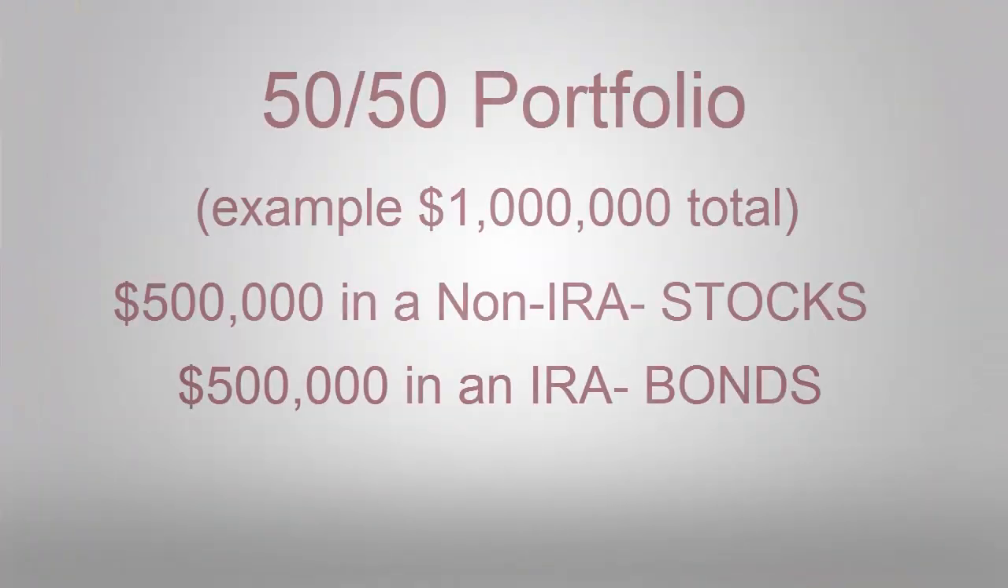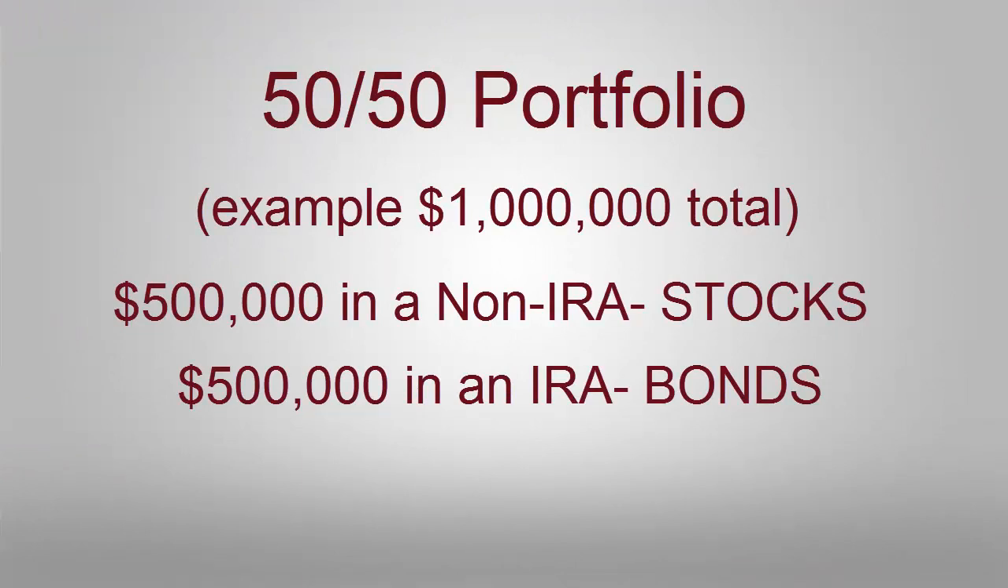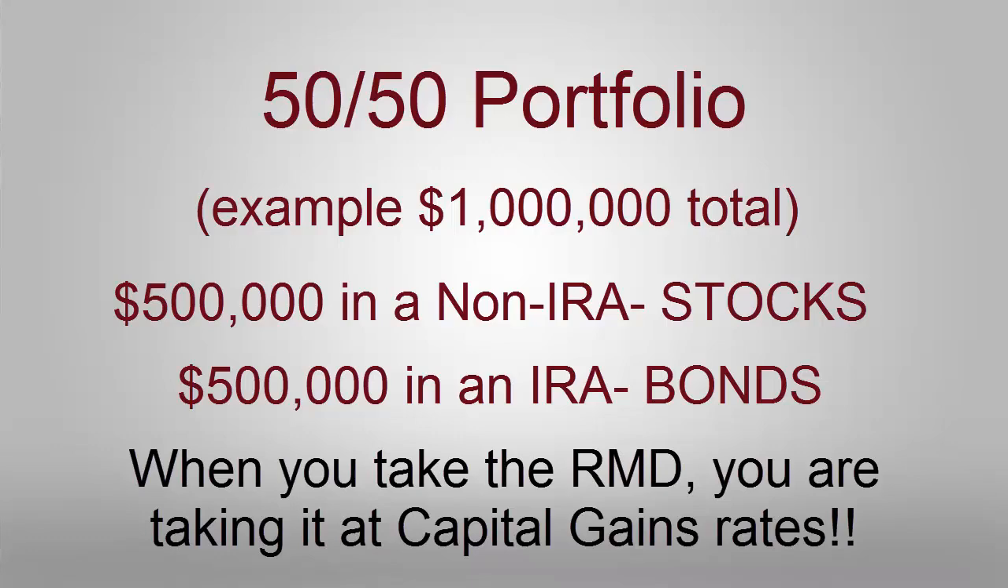Now, what happens if you flip those things? You put the bonds inside the IRA. All that taxable interest every year is sheltered. On the flip side, your highest growth assets are now in your non-IRA. You do not pay taxes on them until you sell them. And when you sell them, it's only at capital gains tax brackets.